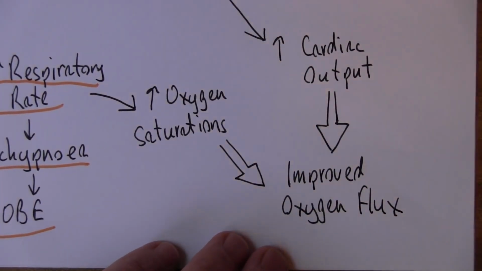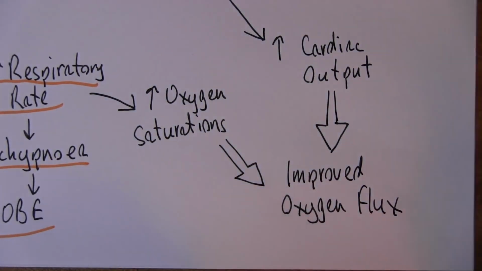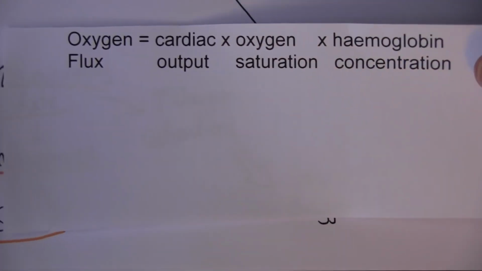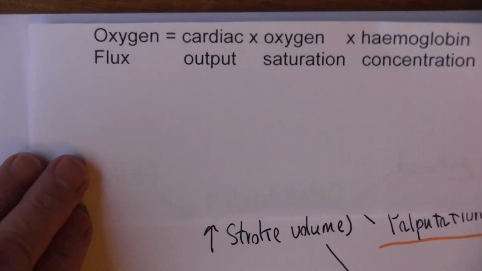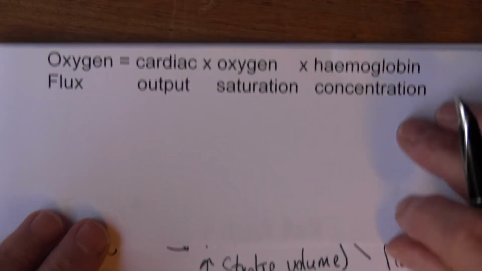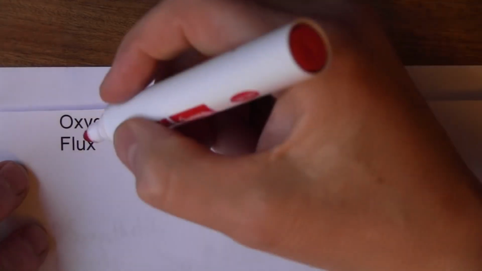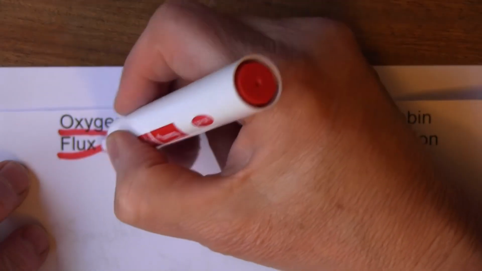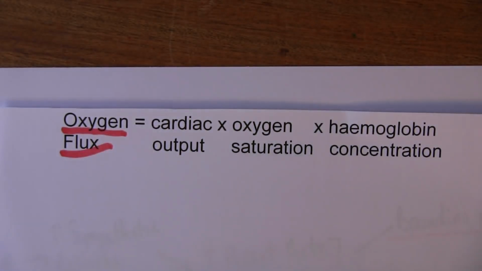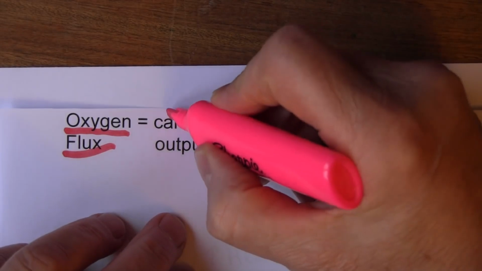Now, to understand this, we do need a bit of background physiology. And that background physiology is described in this equation here. So we need to understand this equation. So oxygen flux, that's the amount of oxygen going from the lungs to the tissues. Flux means movement through. And that oxygen flux is determined by the cardiac output.